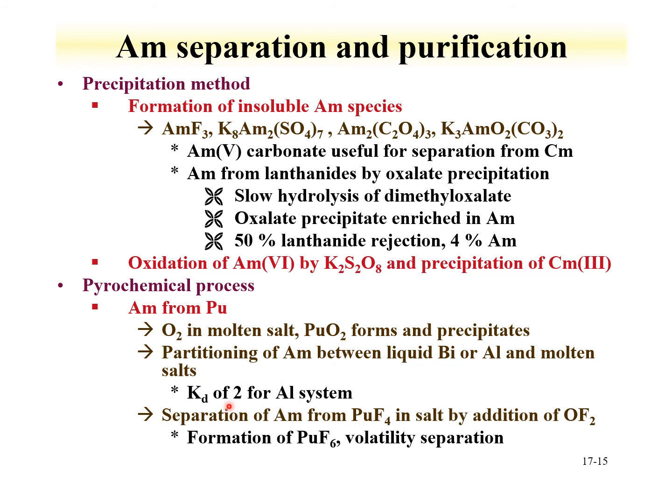Volatility-based separations of americium from plutonium can also be achieved by exploiting the plutonium hexafluoride, which is volatile. So the formation of this fluoride species in a fluoride salt, so you start with the tetrafluoride of plutonium, bring it to the hexafluoride state, and achieve separation from americium by the volatilization of the plutonium species.